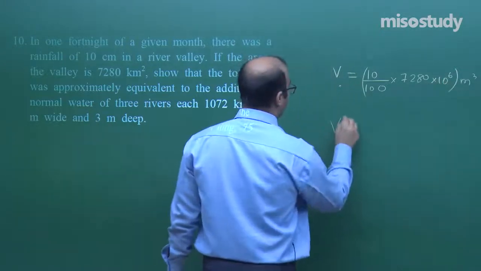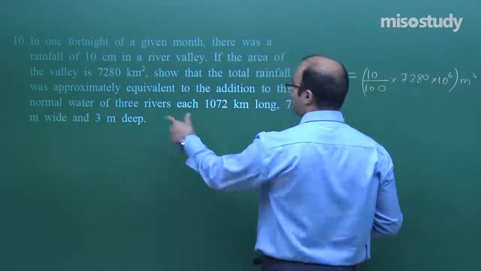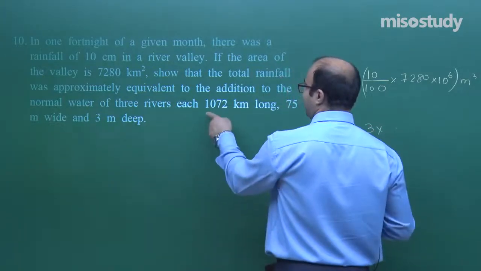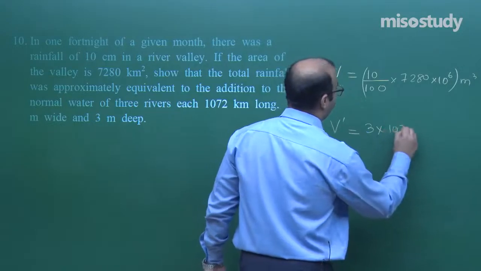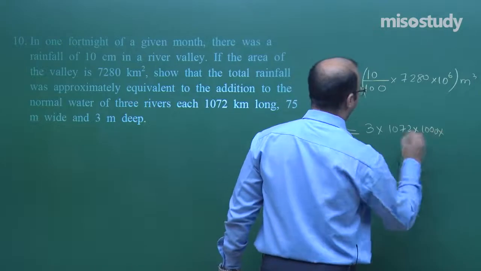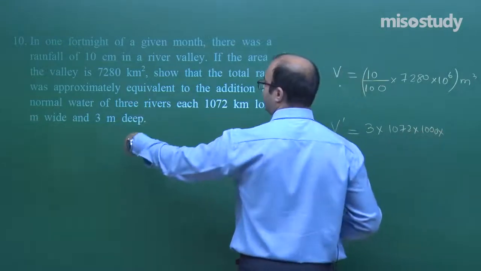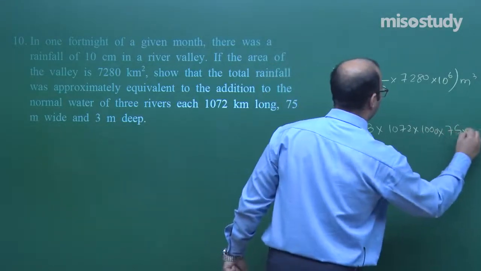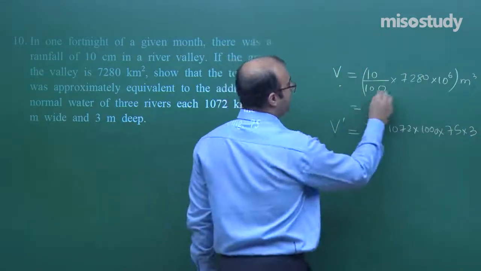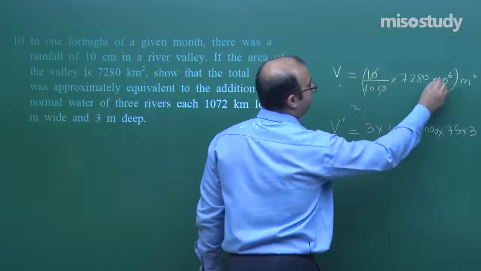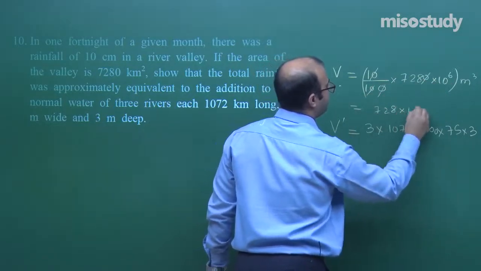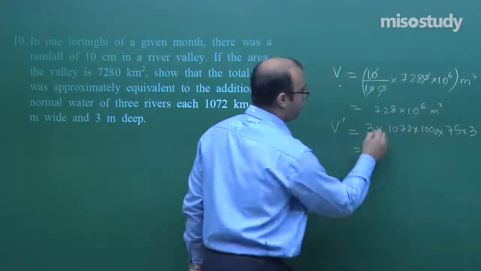They are saying that this volume should be equal to the volume which is from 3 rivers. So, let us take 3 into, the river has the length 1072 kilometers. So, we will write it 1072 into 100 meters into 1000 meters, of course, 75 meter wide and 3 meter deep. So, they are saying that this value and this value should be equal. Let us calculate. This 10 and 10 will cancel, there it will become 1, 10 will cancel from here. This is 728 into 10 to the power 6 meter cube.